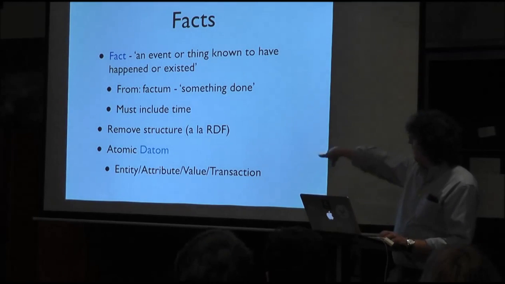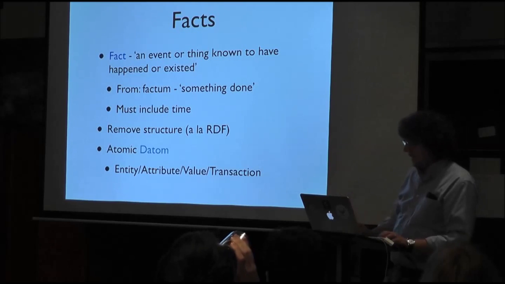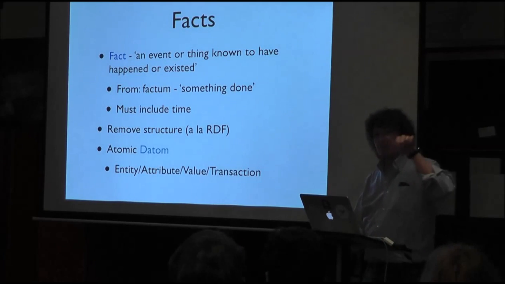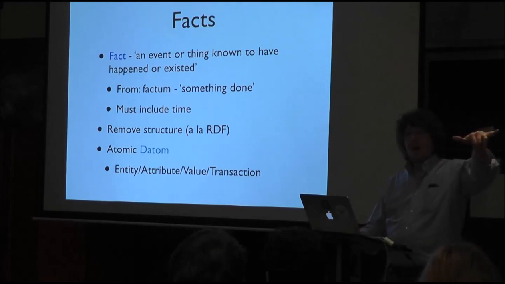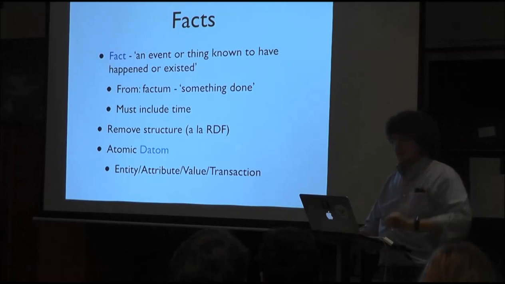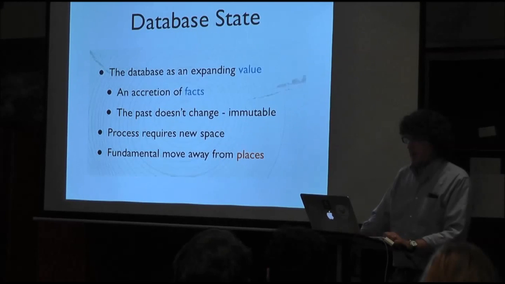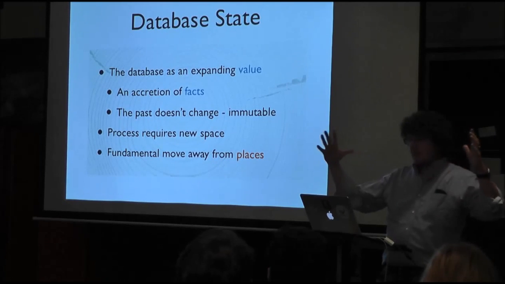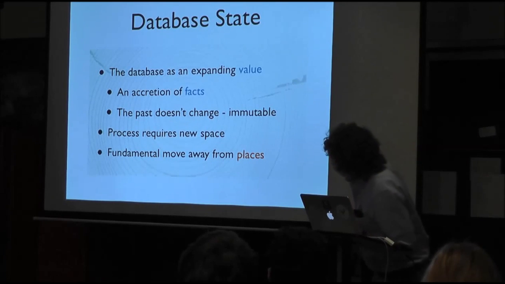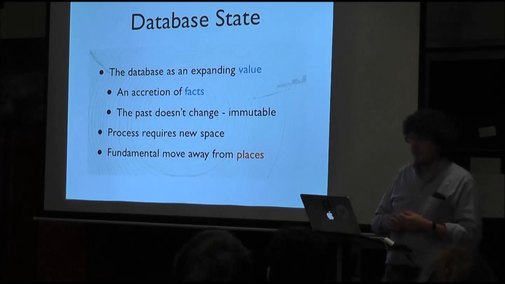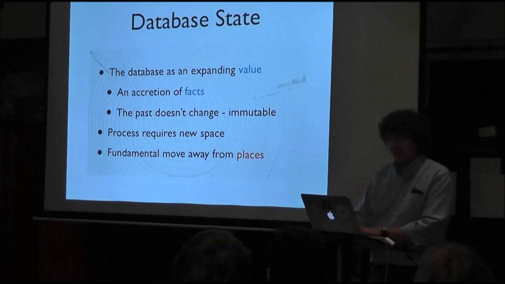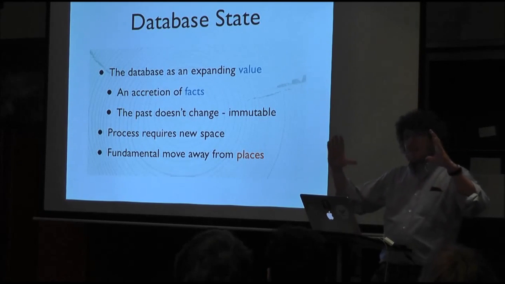And so we have our primitive thing. It's a lot like RDF, right? This primitive thing with entity, attribute, value plus time gives you what I would consider to be a fact. And it's what Datomic treats as the primitive data representation. So I talked about the database as an expanding value. Well, here are my tree rings. This is a terrible slide, because I don't think you can see them. But they're tree rings, right? So the database is this expanding value.